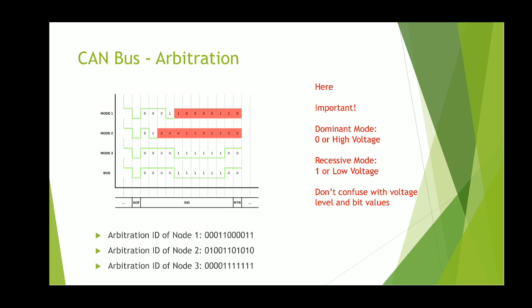So node 1 will understand that it placed a 1 bit, but a 0 bit appeared on the bus line. It understands that some other node with higher priority is also sending data at the same time, so it backs off. Node 3 will continue with the transmission. So with the help of these dominant and recessive bits, the CAN bus achieves automatic arbitration.